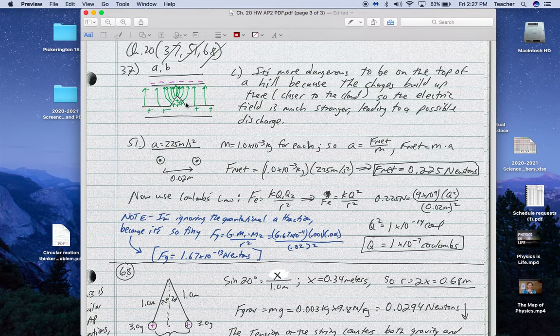And so that's why it's more dangerous to be at the top of a hill. You get those charges piling up on the ground, no matter what's happening in the clouds. You get a strong electric field, and again, you would feel tingly at this point if you had a pretty strong electric field. Kind of like the bumblebee.